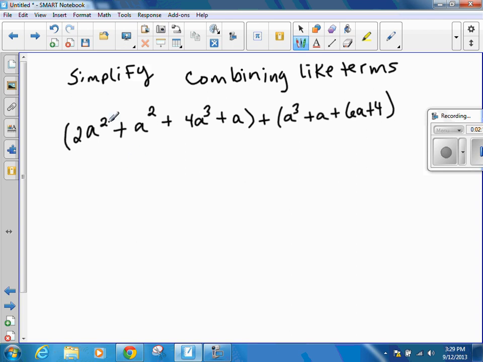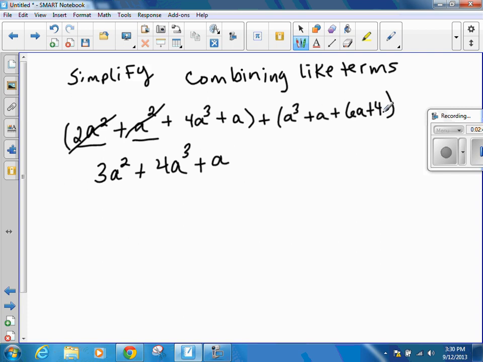So I'm going to try and look inside these set of parentheses and see if I can simplify anything. I know that I have 2a squared as a like term with a squared. 2a squareds plus 1a squared gives me 3a squared. So I'm going to cross those off. 4a to the power of 3 plus a, those are not like terms. I'm just going to go ahead and bring those down so I can get rid of that set of parentheses, okay?